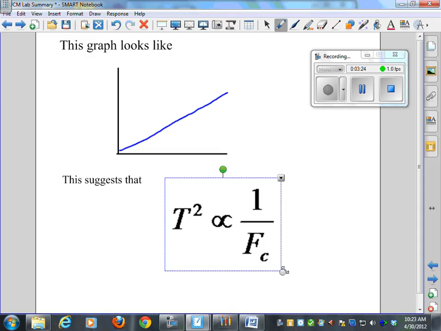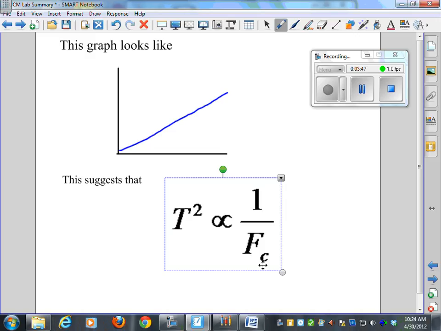In other words, the more washers you add, the bigger the denominator, which makes the whole thing smaller, which makes the period smaller, which means that it goes faster. Is that what you found, Kyle? When you added more and more washers, it went around faster? You should. So it goes faster when you add more centripetal force.